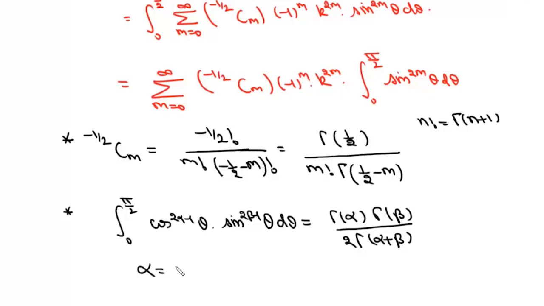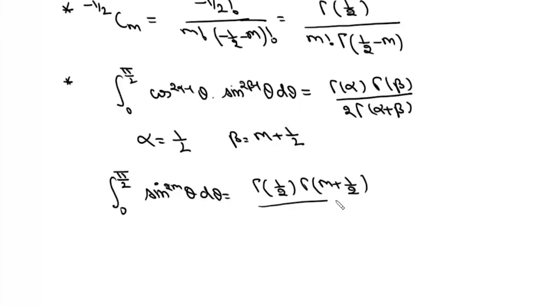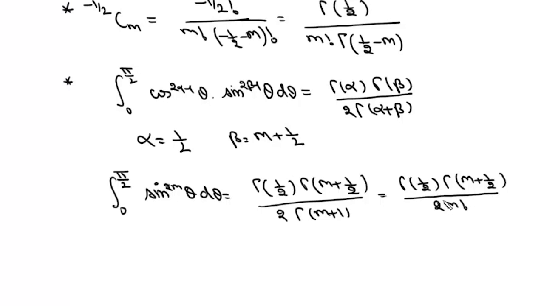Now we need to find integral of sine to the power 2m theta. So what we'll do is we'll replace alpha with 1 by 2 and beta with m plus 1 by 2. So if we put alpha as 1 by 2, it will be cos to the power 0, which is 1, and here it will be sine to the power 2m theta. So value of this integral from 0 to pi by 2 sine to the power 2m theta d theta will be equal to gamma half into gamma m plus 1 by 2 upon 2 times gamma m plus 1, and gamma m plus 1 is nothing but factorial m. So it will be gamma half into gamma m plus 1 by 2 divided by 2 into factorial m.